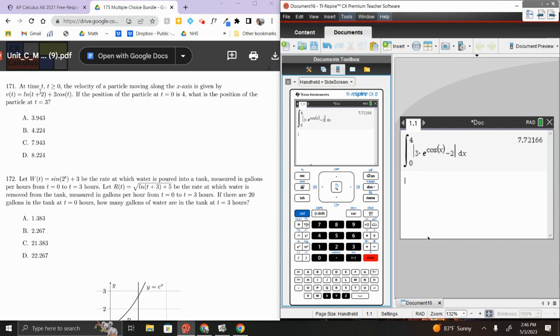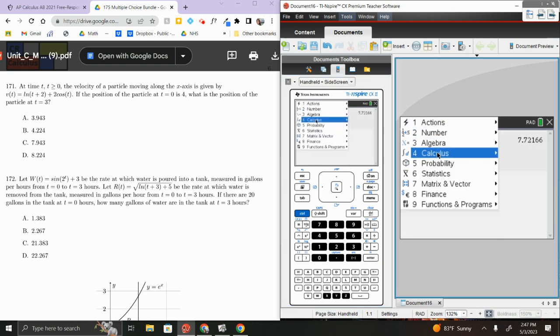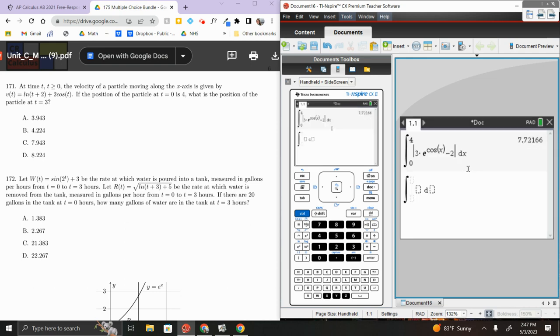This one, it gives us a velocity. They tell us the position at 4. They want the position at 3. So it's going to be the same type that we just did, where we set up an integral, and it's going to be equal to f of 3 minus f of 0. So in this case, it's going to be menu 4, 2. The two positions we have are 0 and 3.